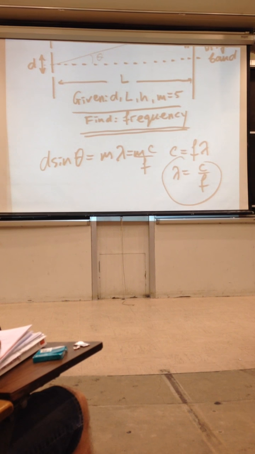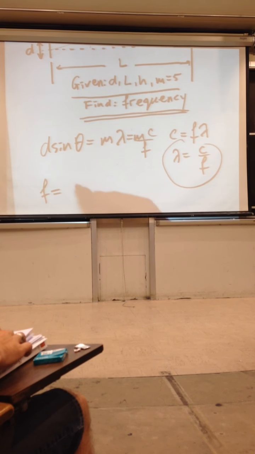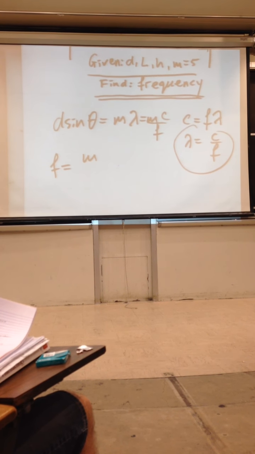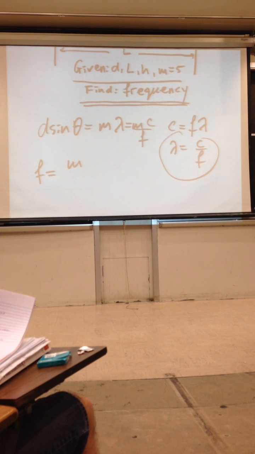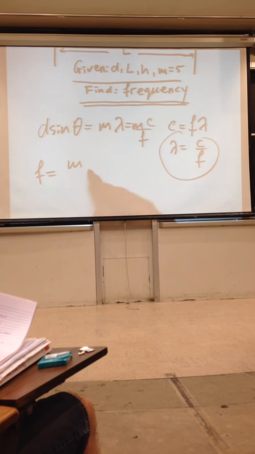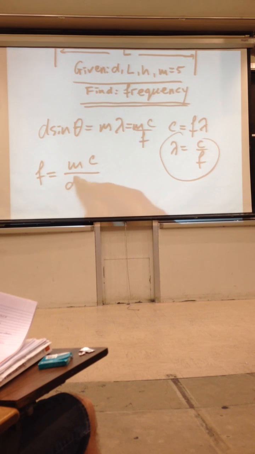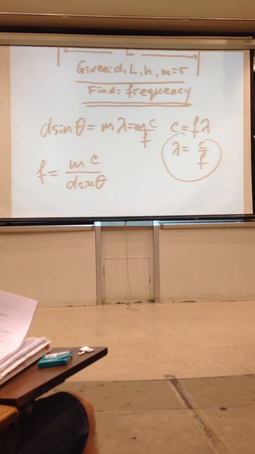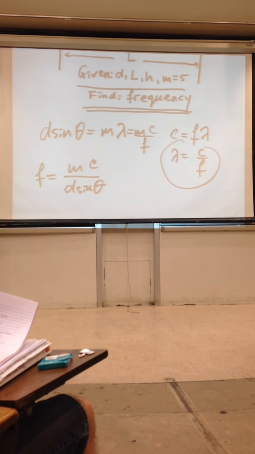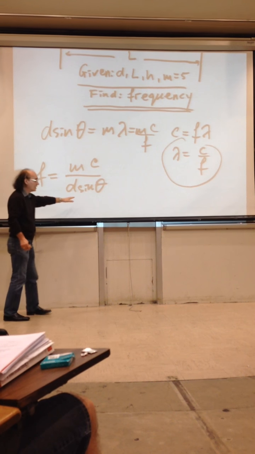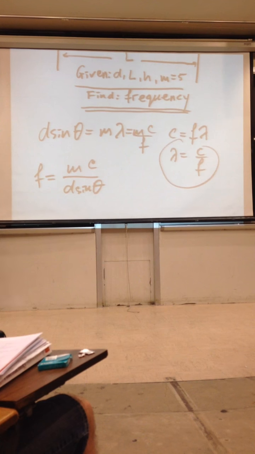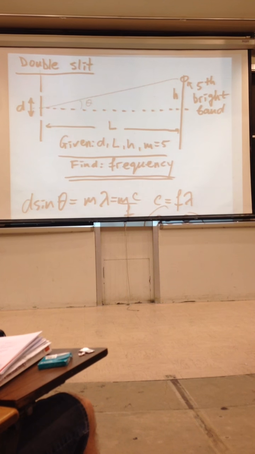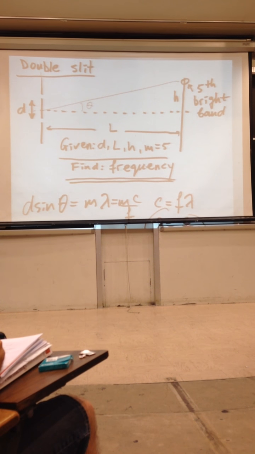Then from here, the frequency is... This is the order of interference, which is phi. Okay, this is the speed of light that you know. N is the order, which is phi. D is given. And you can find the angle from the geometry. So L and H are given, the distance to the screen and the height. So tangent theta is H over L.